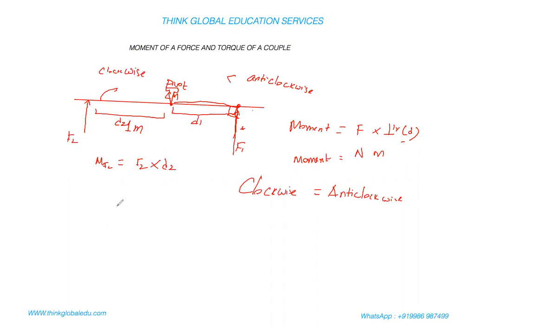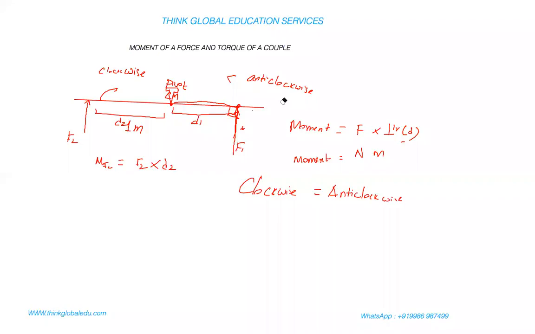So that means if the object is in equilibrium, then the sum of clockwise moments is equal to the sum of anti-clockwise moments. So using this principle, we can find out unknown forces. In case an object is in equilibrium, we can find out the unknown forces on the object, and we can find out the distance at which the force acts. So these are the applications of the principle of moments.